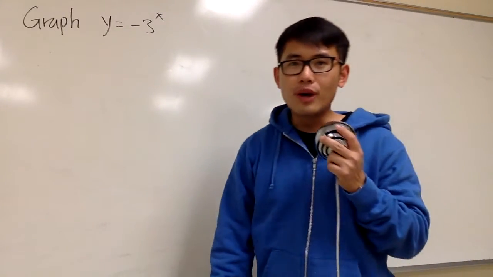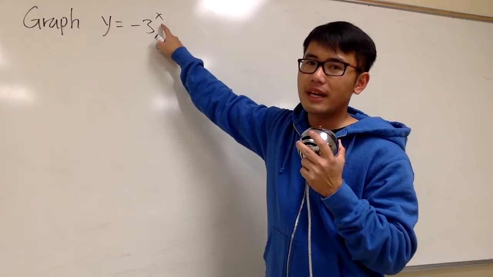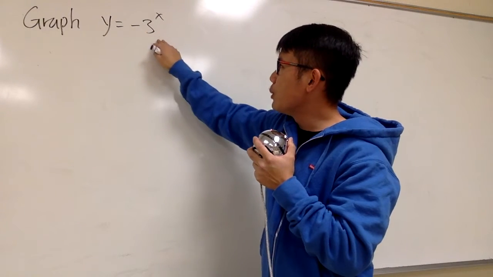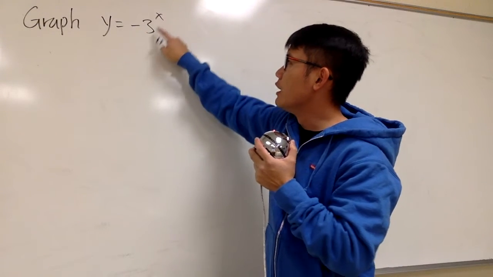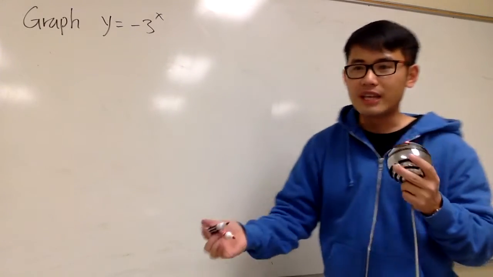In this question, we'll be graphing the equation y is equal to negative 3 to the x power. And you see that there's no parentheses. The x power right here is only good for the number 3. And to graph this, I will show you guys with a table.